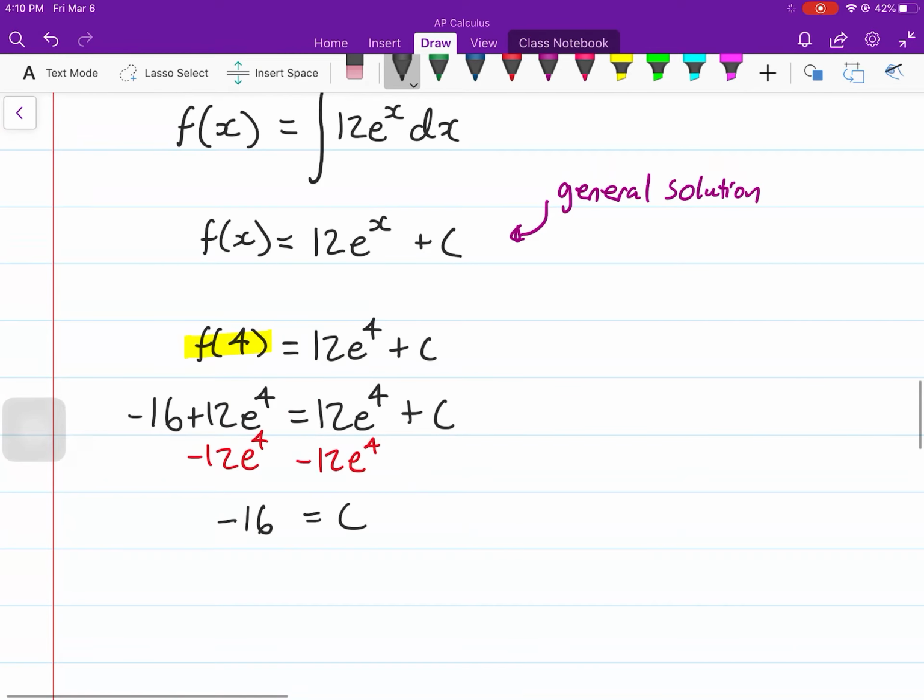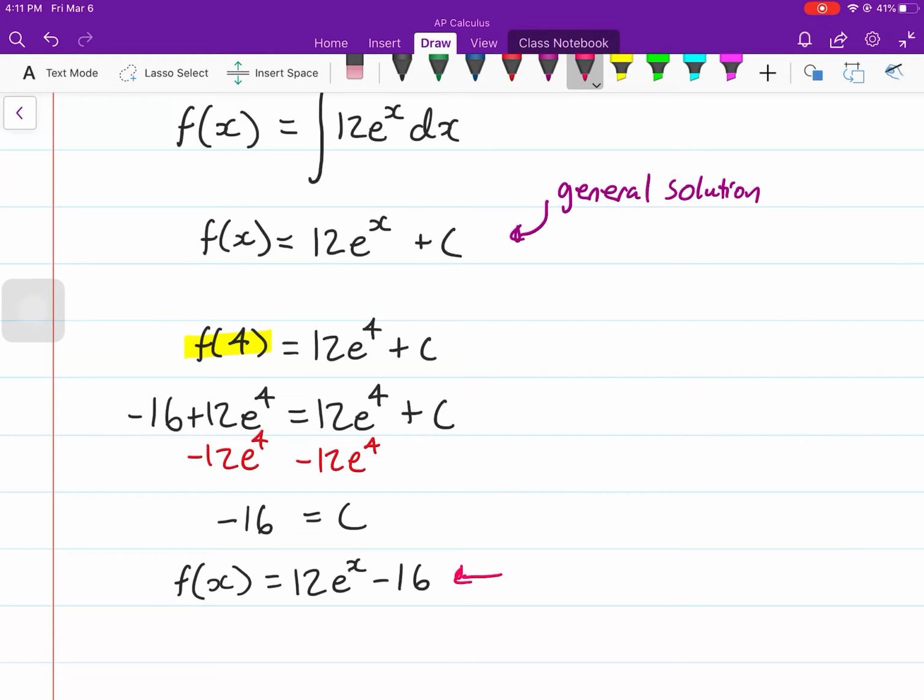So now I'm going to take that value of c, negative 16, and substitute it in for our constant of integration right here, and we will have the particular solution: f of x is 12e to the x minus 16. So once again, this part is the particular solution.